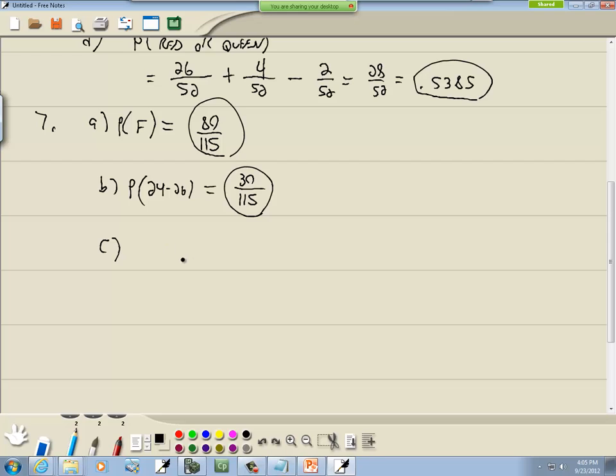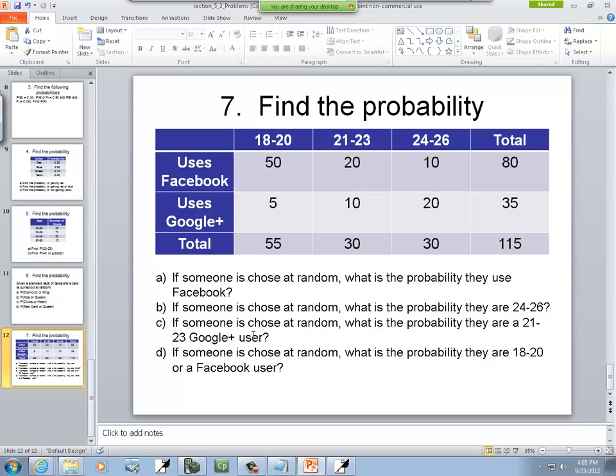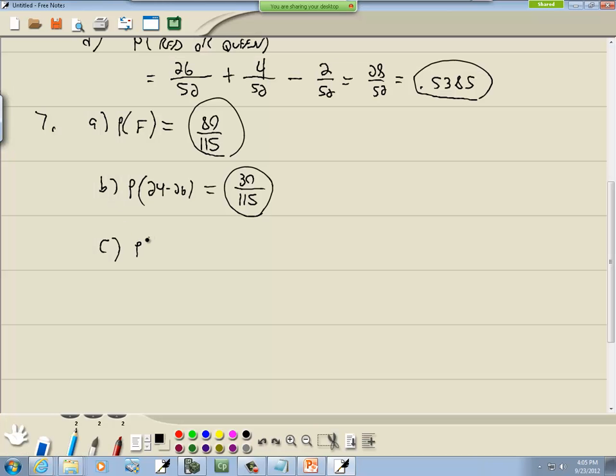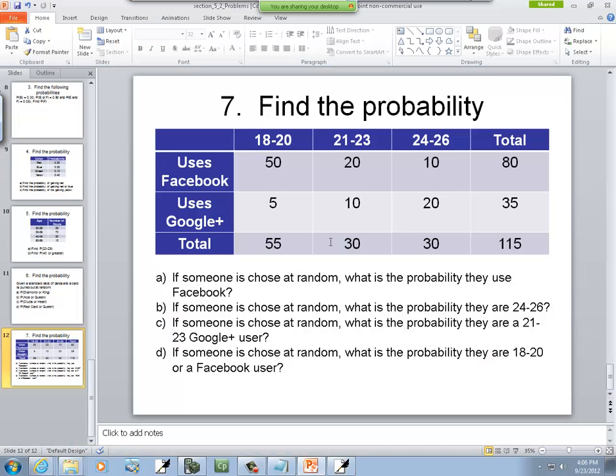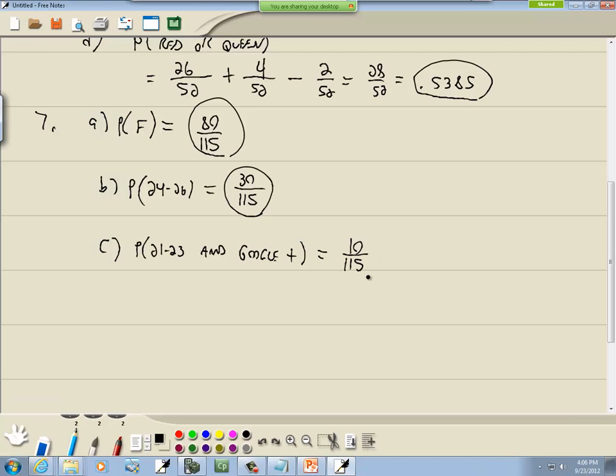I'm not going to actually plug these in the calculator. C: if someone is chosen at random, what is the probability they are a 21 to 23 Google Plus user? What they're saying is they're 21 to 23 and a Google Plus user. When you're talking about an and in a table, it's the intersection. So I look at the intersection of the 21 to 23 column and the Google Plus row, and that gives me 10. Then we put it over the grand total, so it'd be 10 over 115.